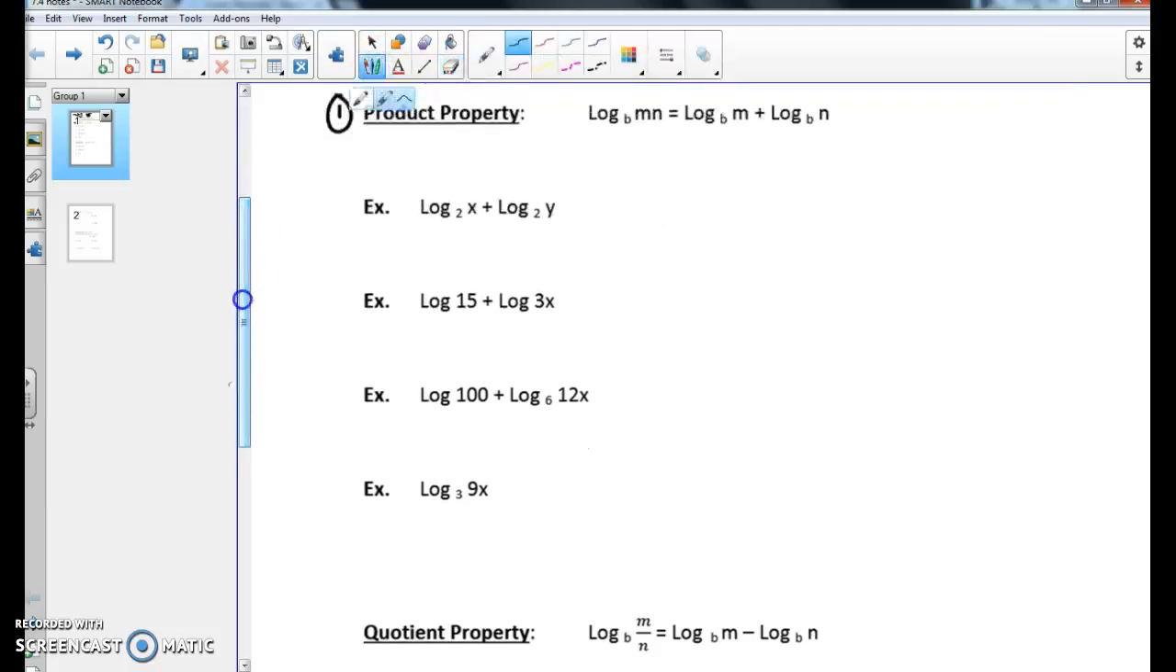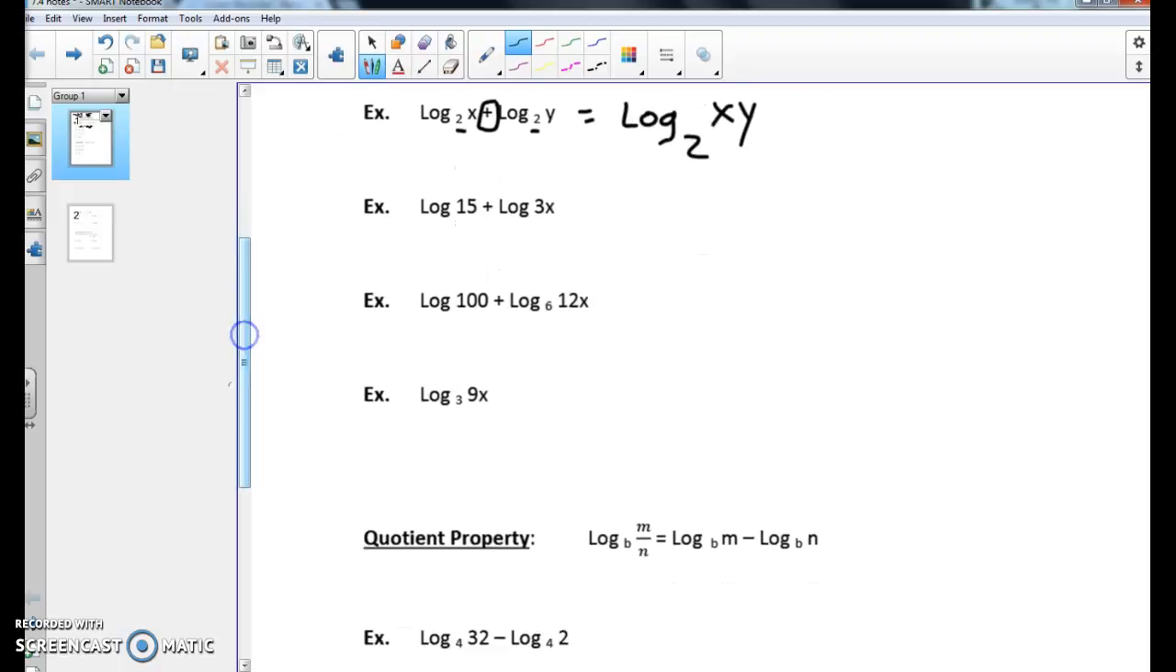Okay, so good job on that. Let's take a look at the first example here. Log base 2 of x plus log base 2 of y. Well, one of the key things is they have to have the same base. This log here is base 2. So we can combine this into one log base 2. Since they're separated by addition, I can go ahead and make that log base 2 of x times y. Okay, so this is me consolidating it down into one.